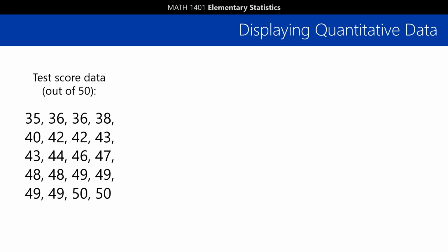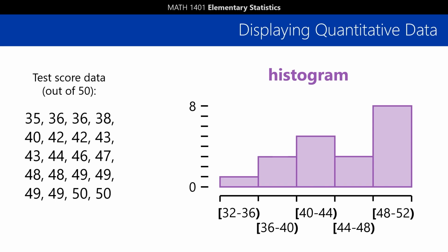Now let's look at how to display quantitative data. Suppose that same teacher gives their students a test at the end of the statistics unit. Here are the scores from least to greatest, ranging from 35 out of 50 to 50 out of 50. Again, all these numbers are likely to make someone's eyes glaze over, so it would be preferable to display the data visually. One of the most common ways to do this is with a histogram.